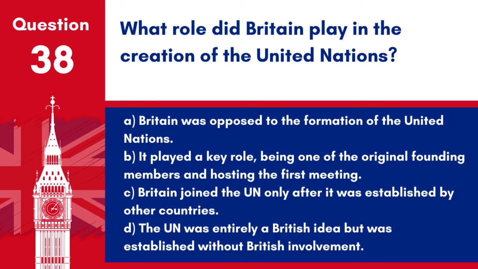Question 38. What role did Britain play in the creation of the United Nations? A. Britain was opposed to the formation of the United Nations. B. It played a key role, being one of the original founding members and hosting the first meeting. C. Britain joined the UN only after it was established by other countries. D. The UN was entirely a British idea, but was established without British involvement.